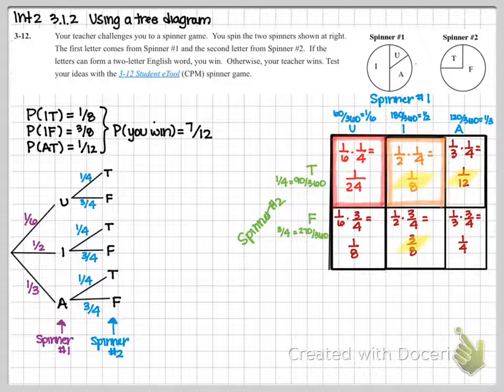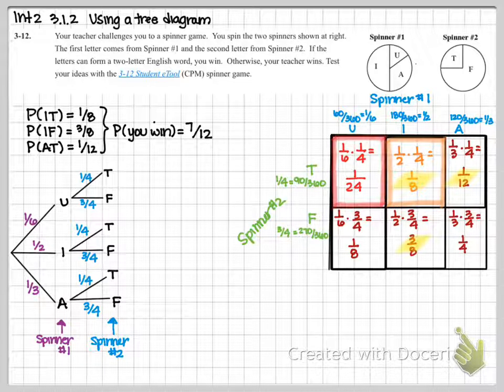So now that we've built this, we want to be able to go down the branches to find the probabilities. If you think about our area models, we would have multiplied the probability of the first spin times the probability of the second spin. Well, we're still going to do the exact same thing. So what we do is we multiply down the branch itself.